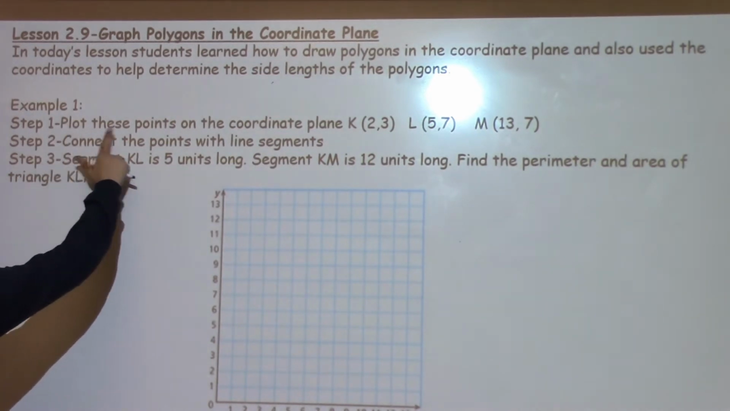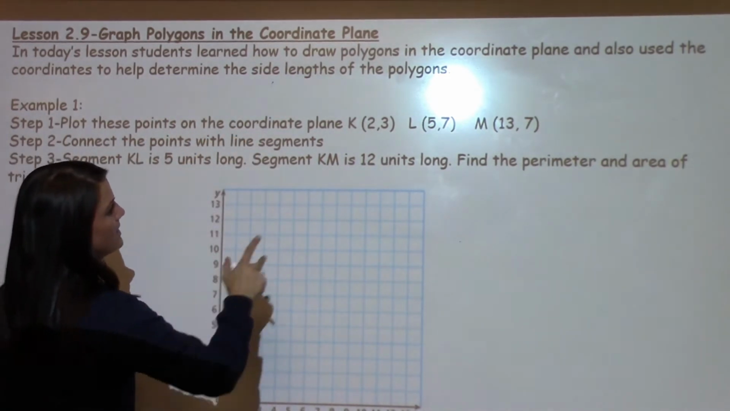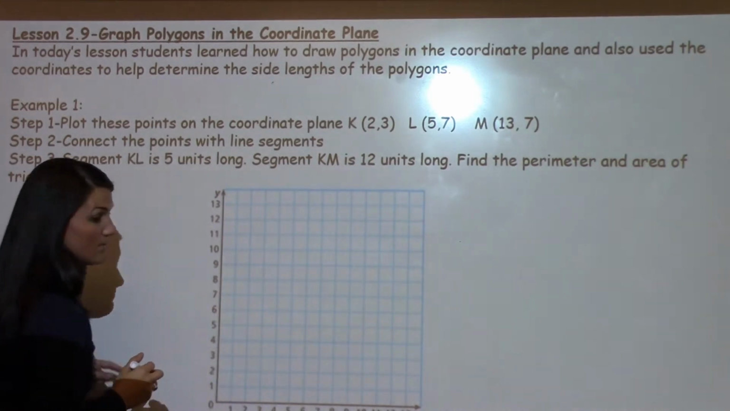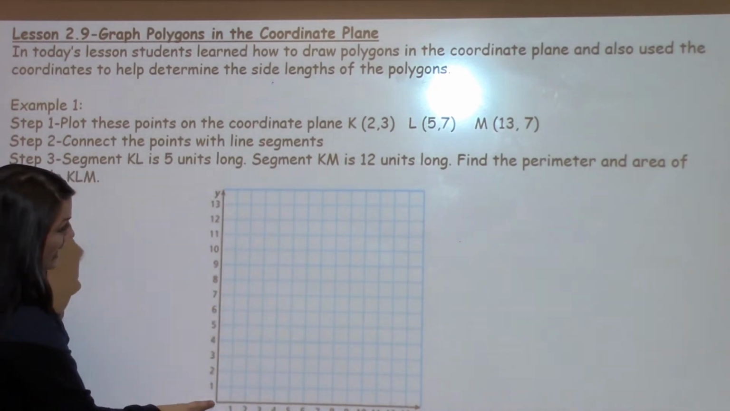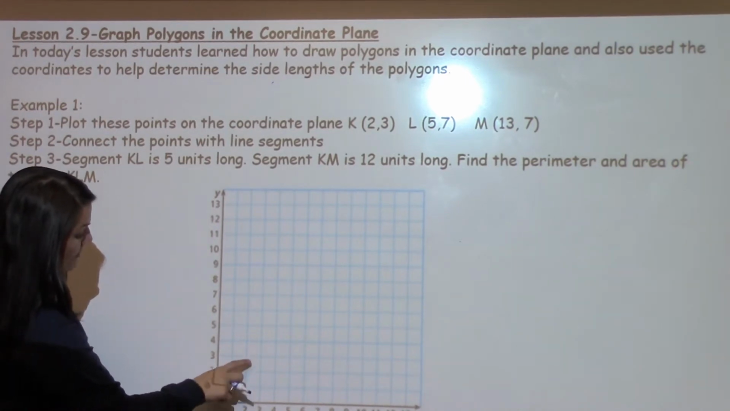The first step says to plot these points on the coordinate plane. So I have 3 different points that I'm going to make and then label K, L, and M. So the first one is K, and it's over 2, up 3.